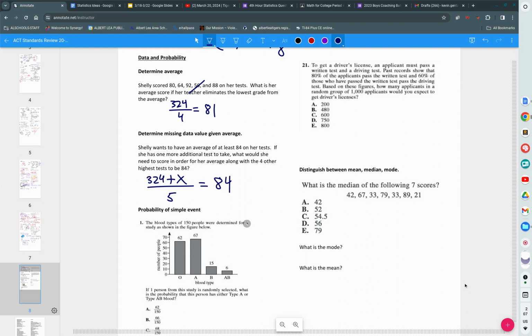84 over 1, cross multiply? Sounds good. So you get 324 plus x is equal to 420 when you cross multiply. Subtract that 324, x is equal to 96. Is Shelly getting a 96? No. Okay, we don't believe in Shelly. She's out of luck. Tough luck, Shelly.